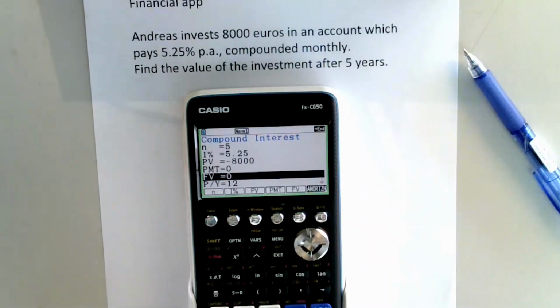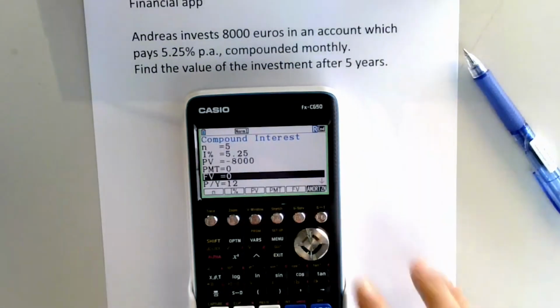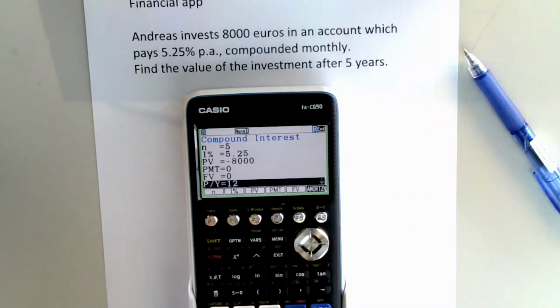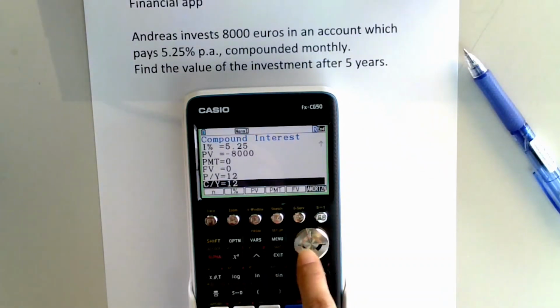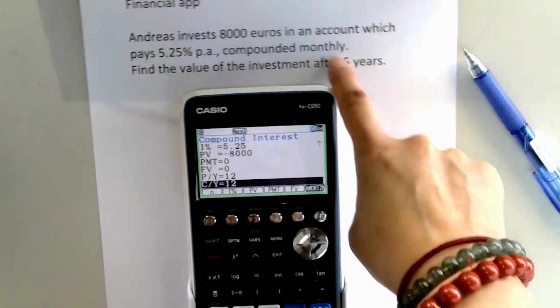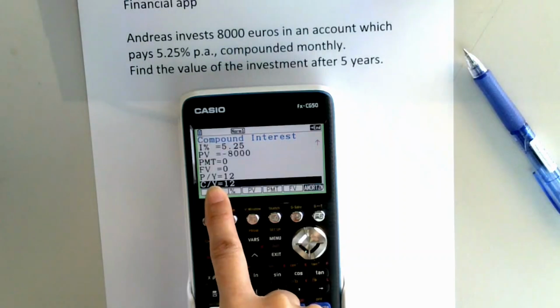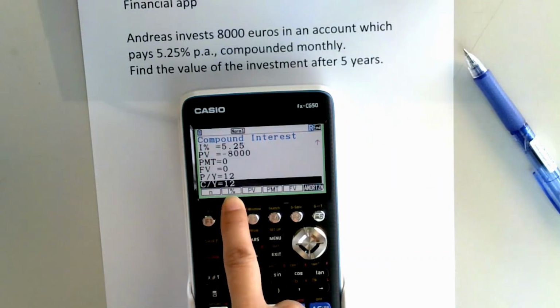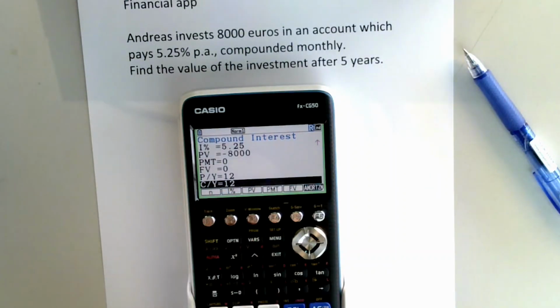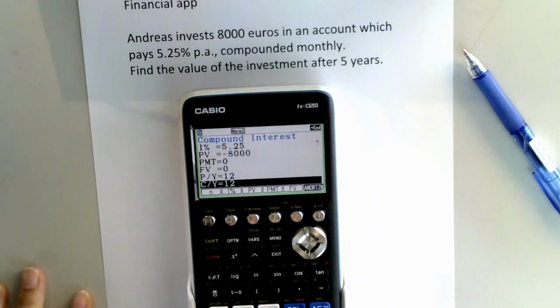Come on, last one. Bear with me. Thank you. All right, future value is what we want to find, so we leave it blank. And then how many times do they compound? 12, monthly. So 12, they pay each time, and they compound 12. Not 60, just 12, because it's per year. On the top, we have 5.